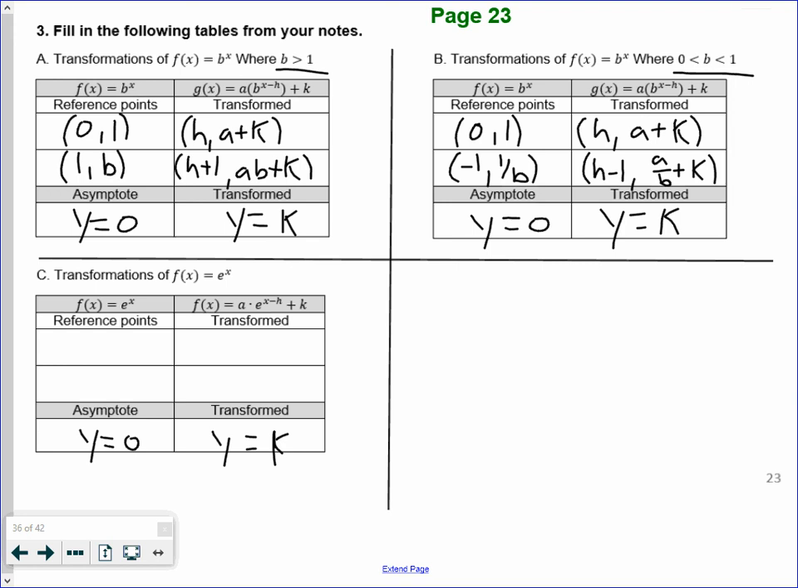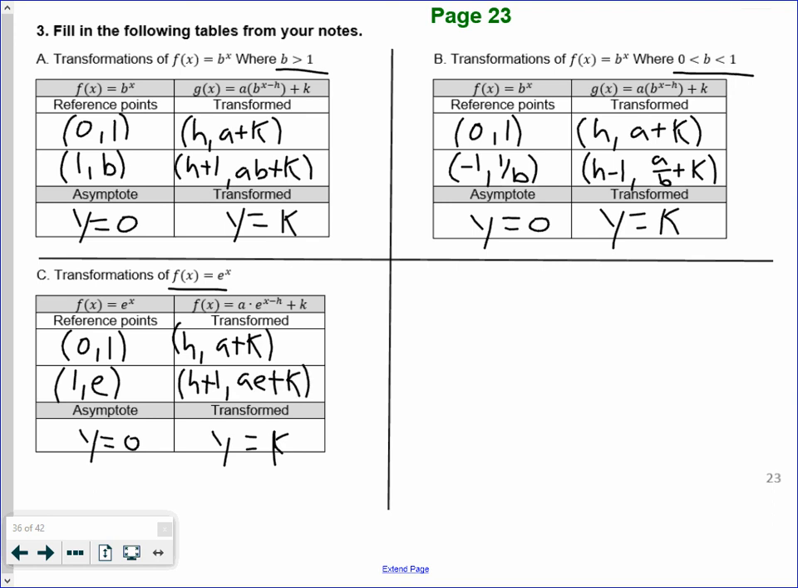And finally, transformations for the base function of e. Our reference points are (0, 1) and (1, e). For (0, 1), we get (h, a + k). And for (1, e), we get (h + 1, ae + k).